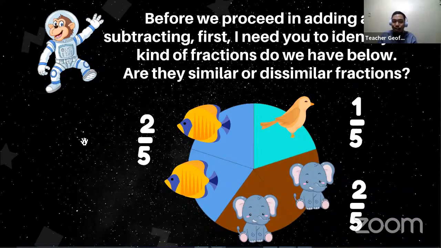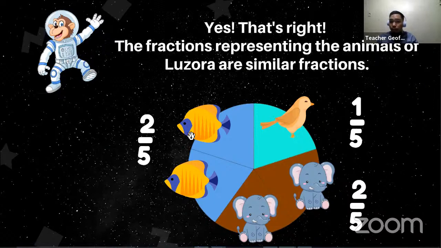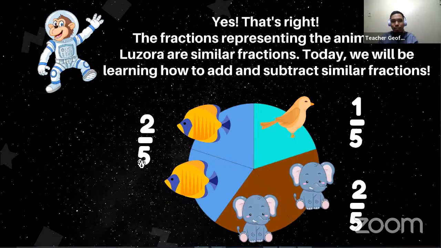Anyone? Hello, Zyrel. What kind of fractions can we see on this planet? Similar fractions. That's right. We have similar fractions. And as I mentioned a while ago, they are all similar fractions. Why? Because they have similar denominators. That's your basis for determining if it's similar or dissimilar. Just the denominator.